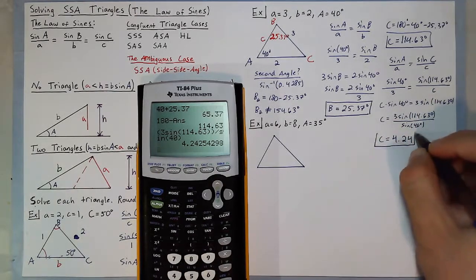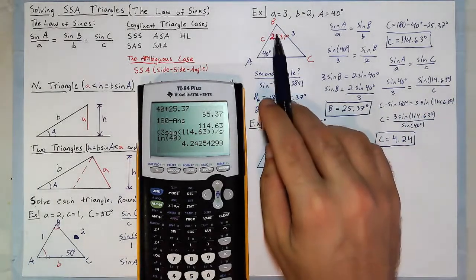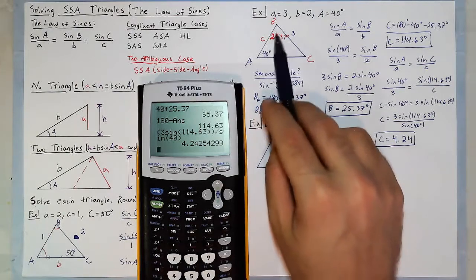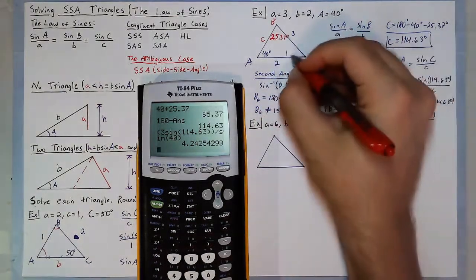So now, just to double check my answer, my smallest side is B, which is 2, and that is opposite my smallest angle of the 3 angles. We write that in.